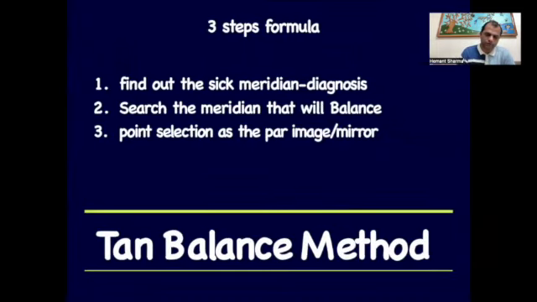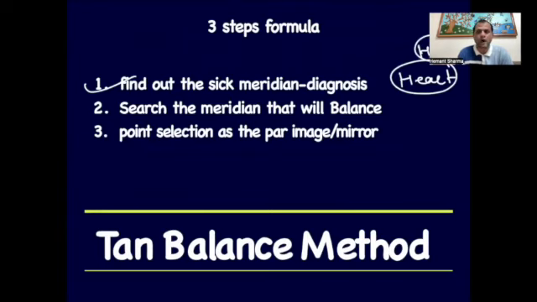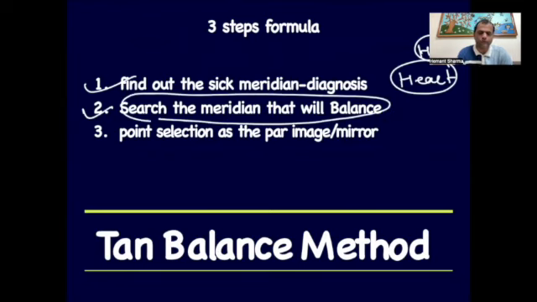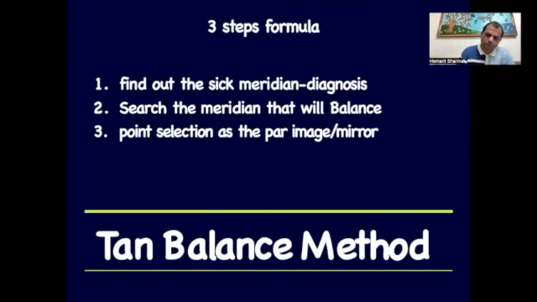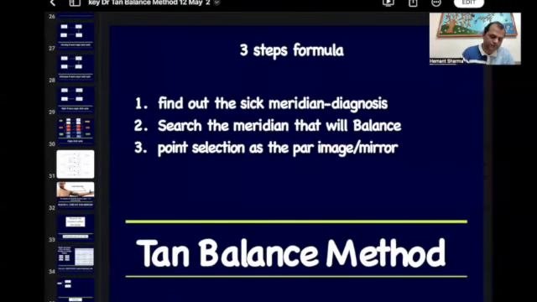So number one in the 3-step formula, find out the sick meridian. We already found heart, and the pain on the location of Heart 7 on the wrist. How to treat? Now search for the meridian that will treat, that will balance it. Then who is going to balance it? Dr. Tan is telling who will balance it.